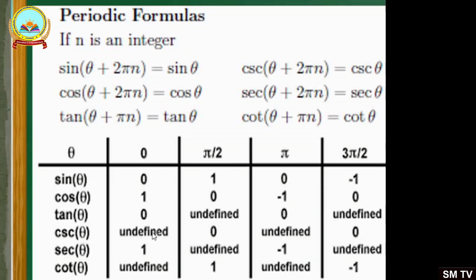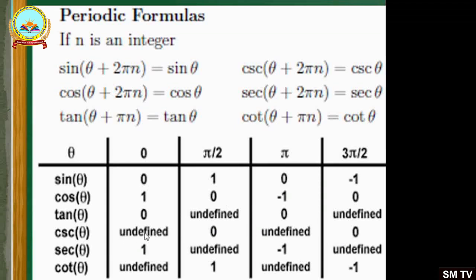Cosecant of 0 is not defined, pi by 2 is 1, pi is not defined, and 3 pi by 2 is minus 1. Sorry, earlier I stated the cosecant values wrongly; these are the correct values.